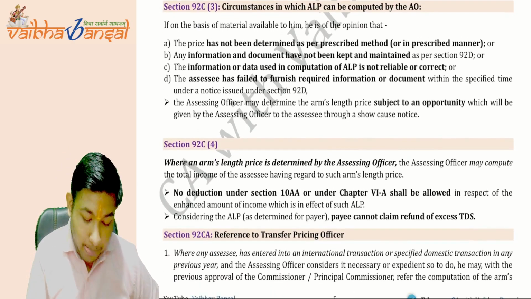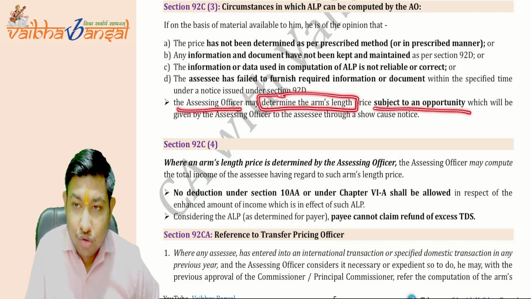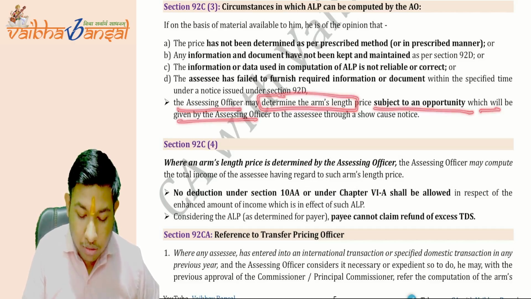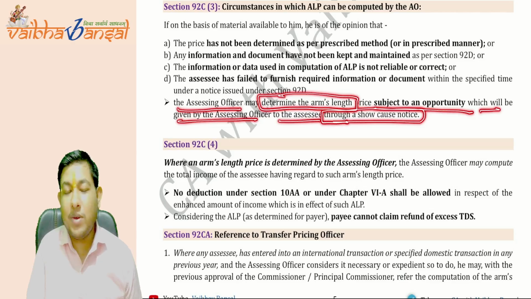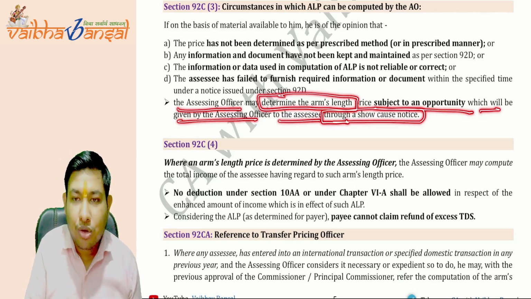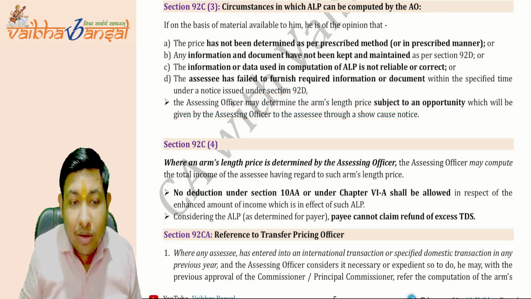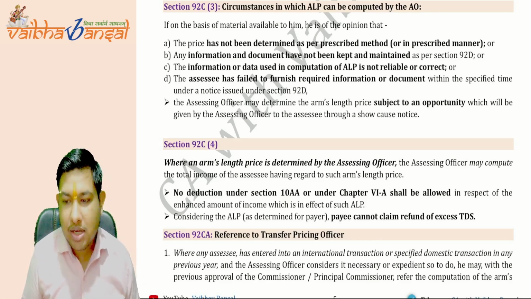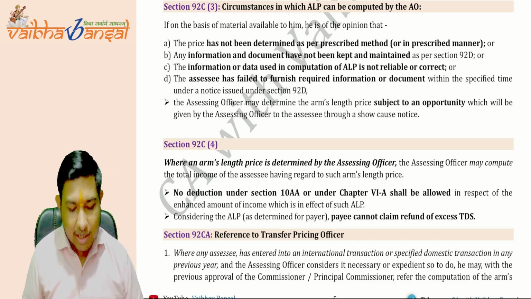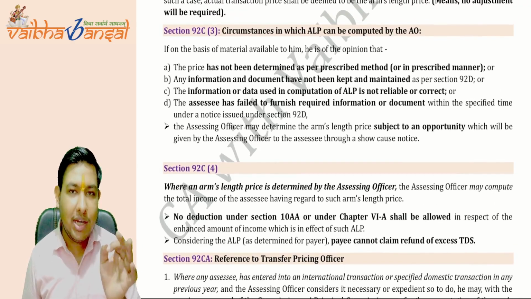Now the assessing officer may determine the arm's length price subject to an opportunity given to the assessee through a show cause notice. As I already told you, the opportunity will be given only according to the show cause notice. Show cause why we should not compute the ALP in your case. So you have to give the cause to the AO. Is this point clear? I hope section 92C, subsection 3 is all clear to you.